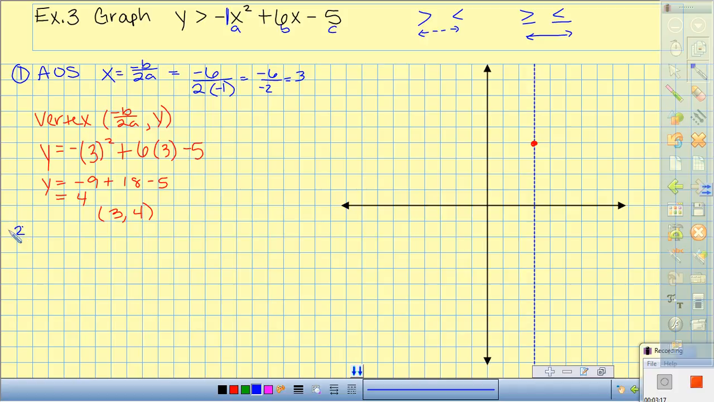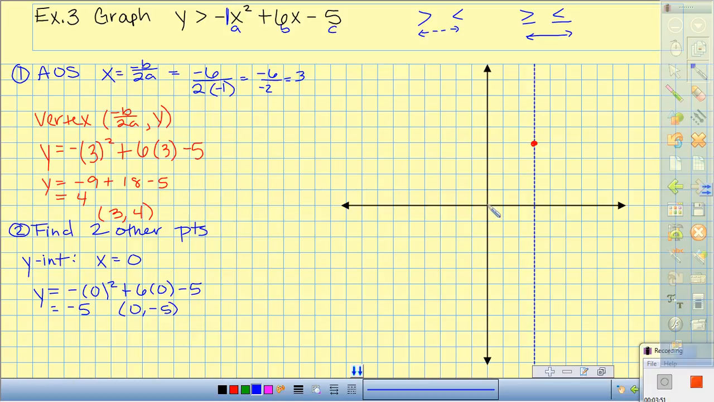So your second step is, again, find 2 other points. And we know that one of them is always going to be your y-intercept. And to find that, we just need to plug in 0 for x. So I have y equals negative 0 squared plus 6 times 0 minus 5. Follow PEMDAS. 0 squared is 0. Negative 0 is just 0. 6 times 0 is 0. Minus 5, so that gives us negative 5. So my coordinate is 0, negative 5.